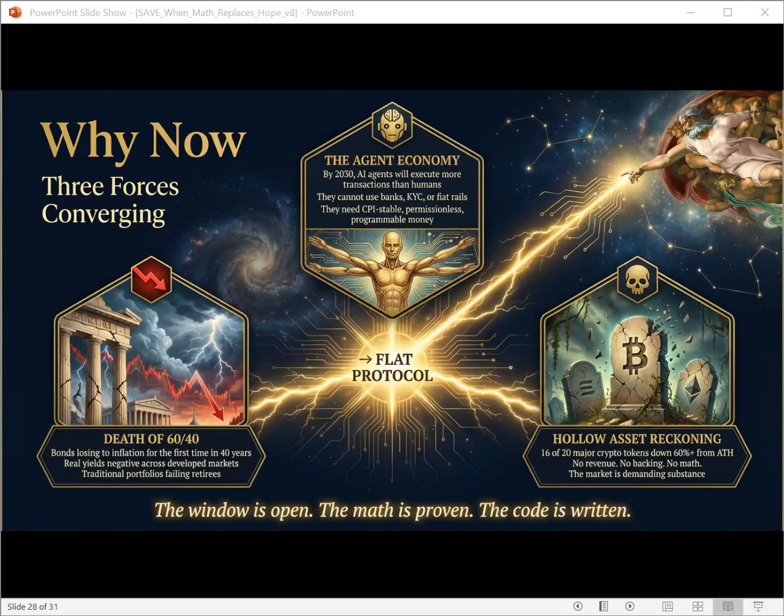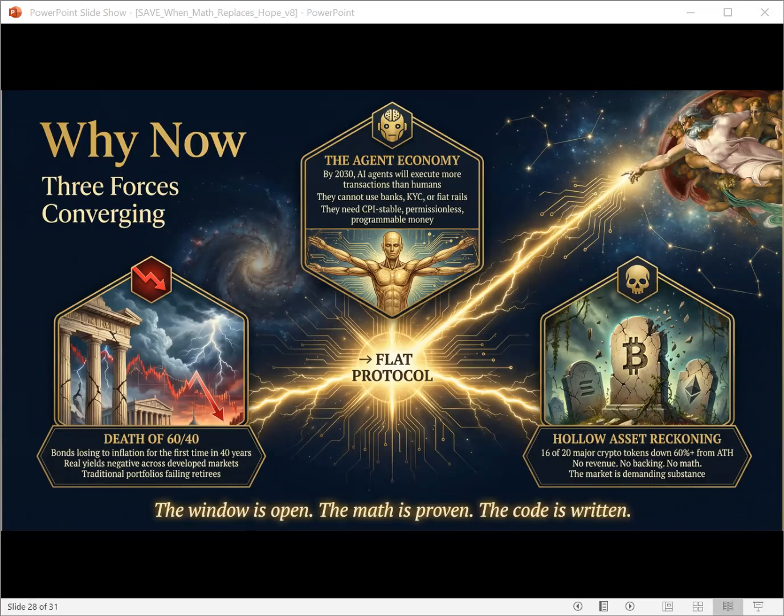SAVE is that asset. The hollow asset reckoning: 16 out of 20 top crypto tokens from 2021 have lost more than 60% of their purchasing power. The market is learning painfully that tokens without structural price support are gambling chips, not investments. The demand for crypto assets with mathematical guarantees is about to explode.